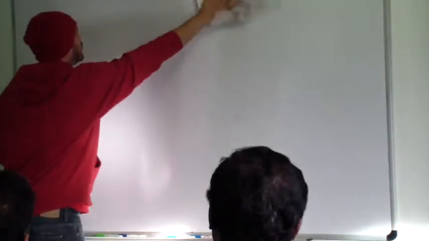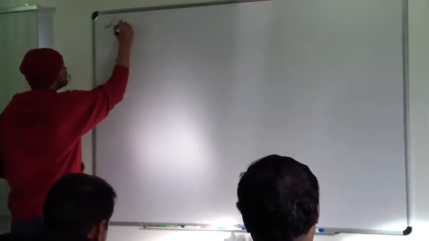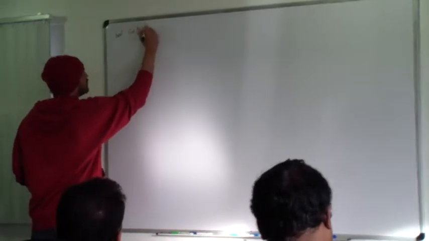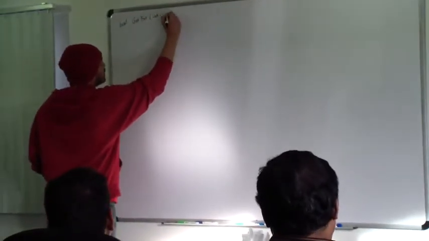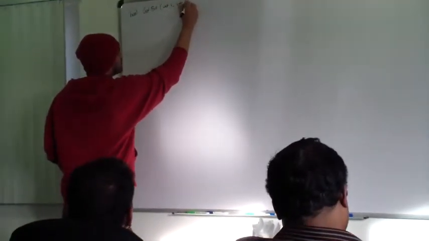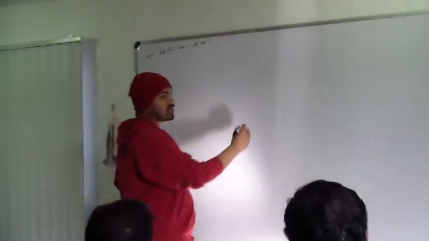Let's start coding. The first problem is get bit. Boolean get bit, integer i, integer position. The question is, let's say I give you an integer.